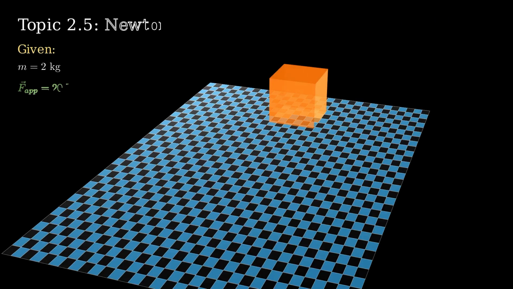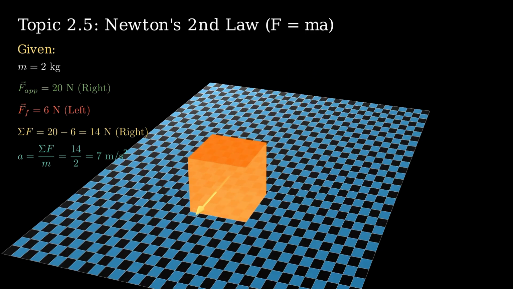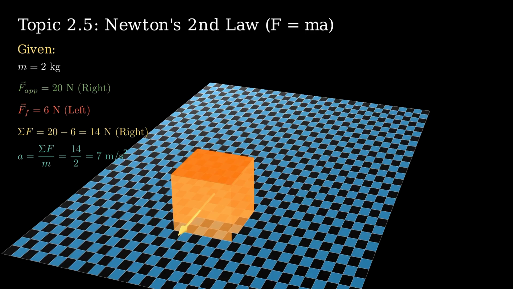Let's observe this acceleration with a 3D solved example. Here is a 2 kg block pulled with 20 newtons, opposed by 6 newtons of friction. This leaves an unbalanced net force of 14 newtons to the right. Using F equals ma, we divide force by mass. The block accelerates at 7 meters per second squared.